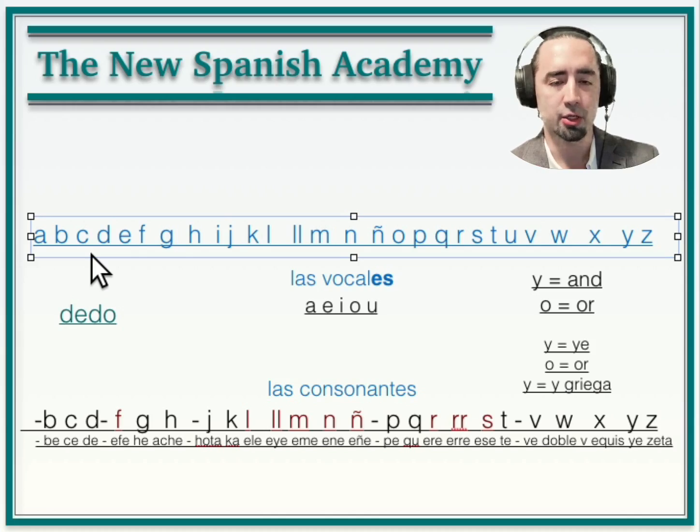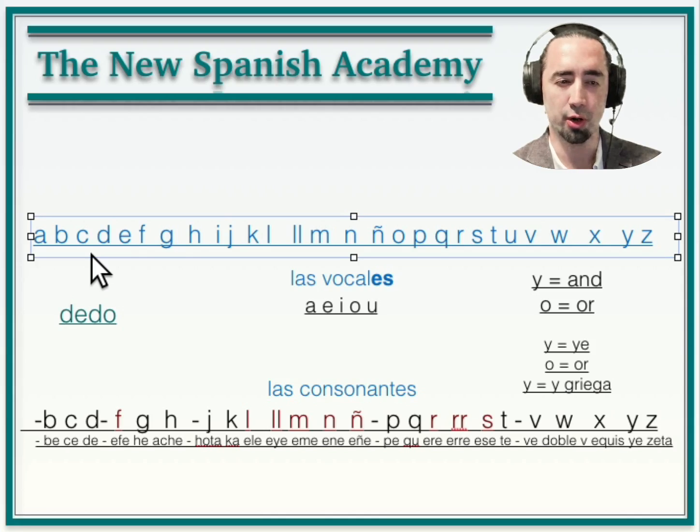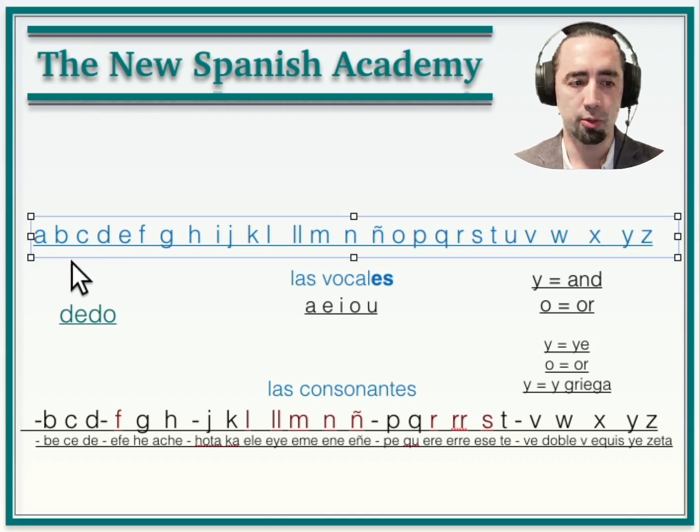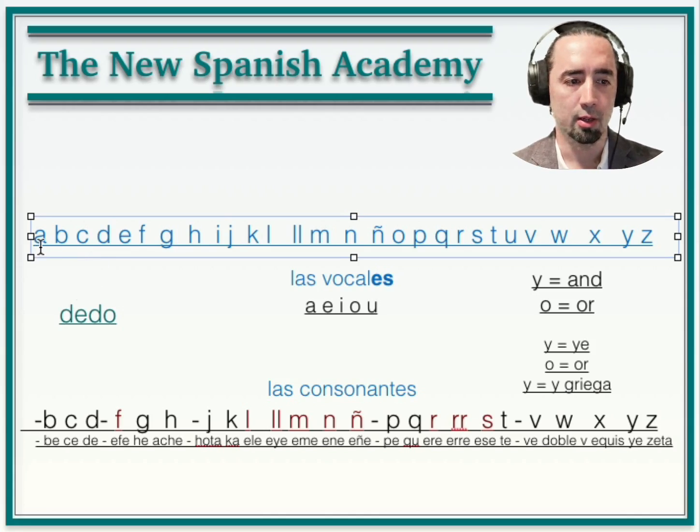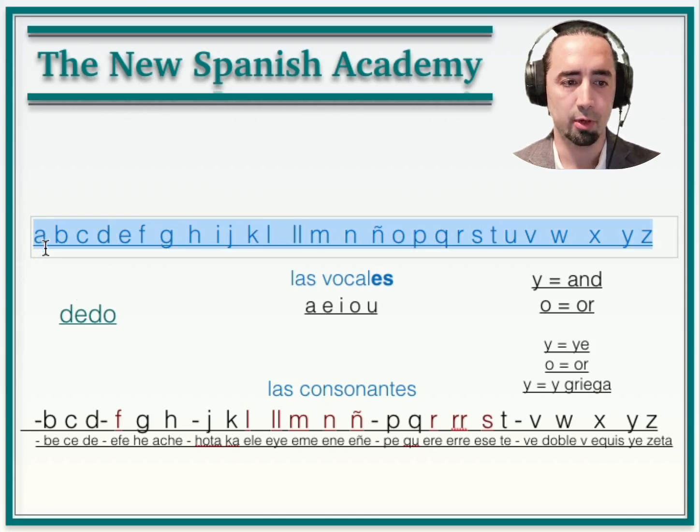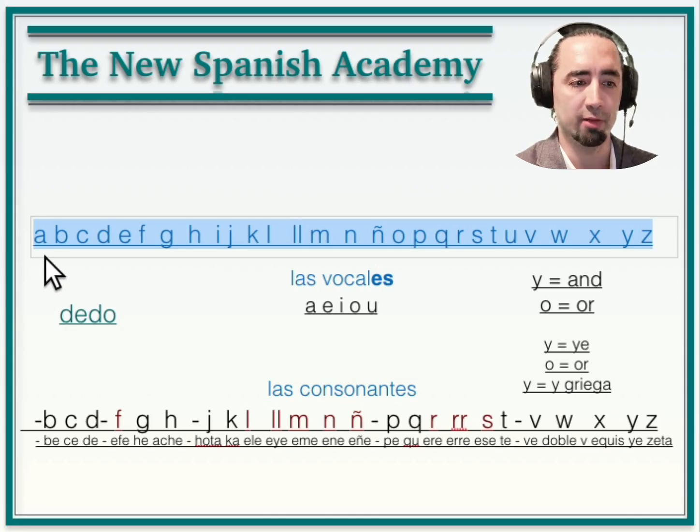So these are not just secrets, but tricks that are going to make your native Spanish-speaking friends wonder what it is that you're doing so well, and they will not be able to put their finger on it because it's things that people don't notice. All right, so let's go through the alphabet as a whole right now. I'm going to highlight what I'm looking at. So remember that. I'm highlighting now the alphabet.